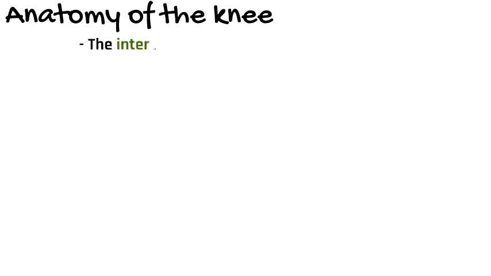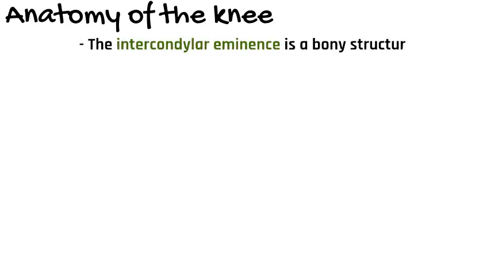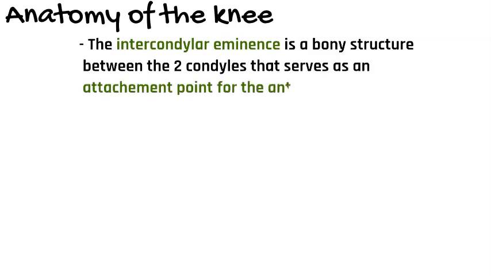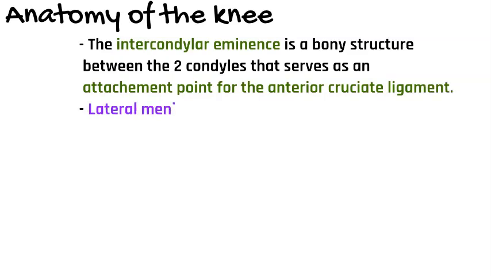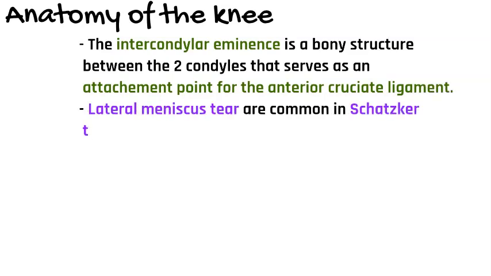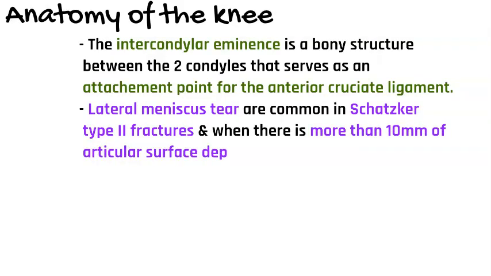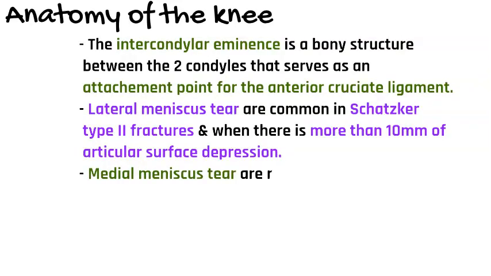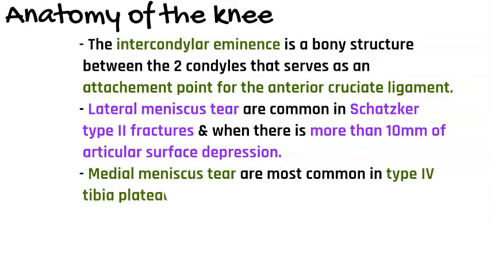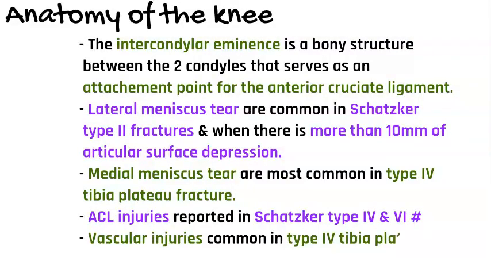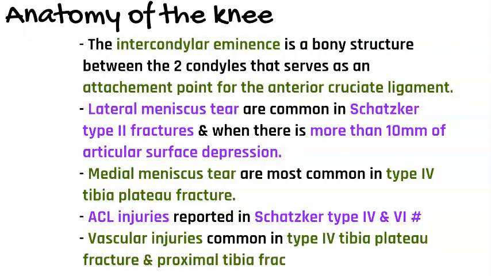The intercondylar eminence is a bony structure between the two condyles that serves as an attachment point for the anterior cruciate ligament. Lateral meniscal tears are common in Schatzker type 2 fractures and when there is more than 10 mm of articular surface depression. Medial meniscal tears are most common in type 4 tibial plateau fracture. ACL injuries are reported in Schatzker type 4 and 6. Vascular injuries are common in type 4 tibial plateau fracture and proximal tibia fracture.